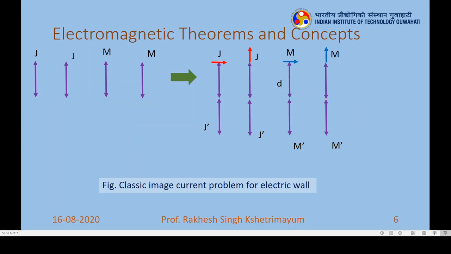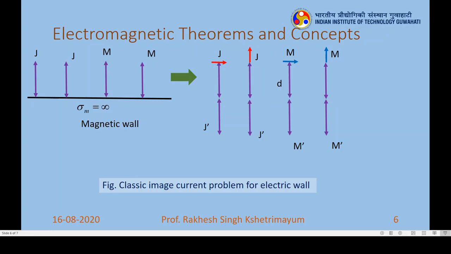We can also consider the classic image problem for magnetic wall. So there is a typo here, this should be magnetic wall. So for the magnetic wall, obviously sigma M tends to infinity, perfect magnetic conductor is there, and so we are considering an infinite magnetic wall, and we are considering the image problem for 4 cases.